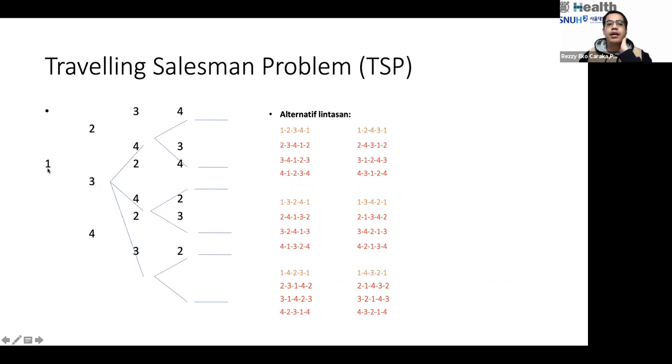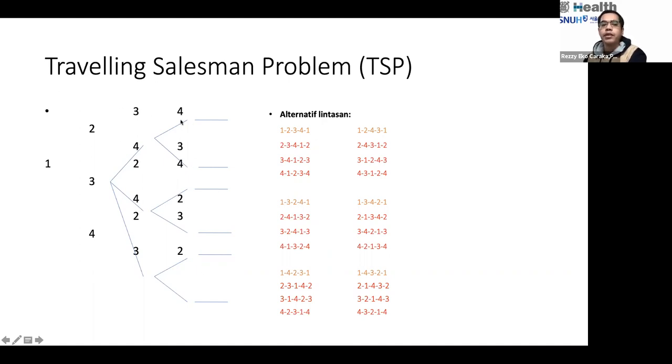For example, start point one until the four. You can use 1, 2, 3, 4, or you can use 1, 2, 4, 3. It's up to you how you solve the problem. That's why I can get the alternative solutions like this. So this is the alternative way of solving the problem, for example, of the traveling salesman problem. So here we have 1, 2, 3, 4, so we have 24 alternatives. We have 24 alternatives to solve the traveling salesman problem.